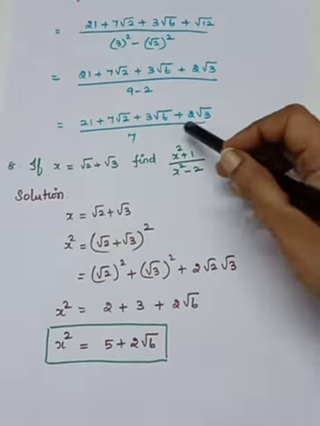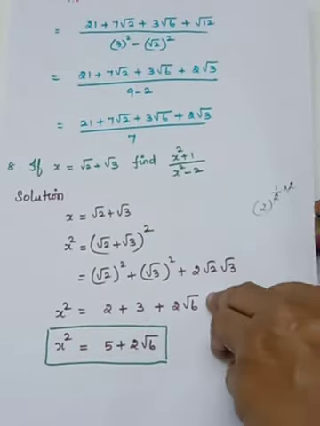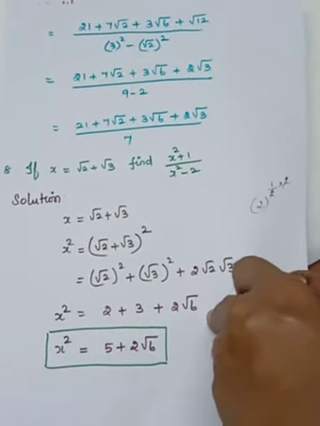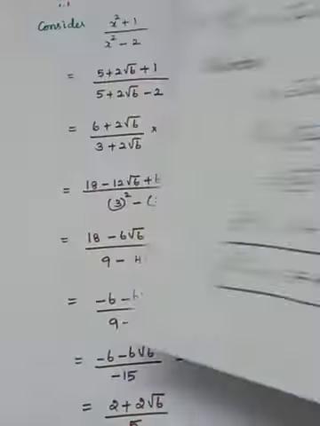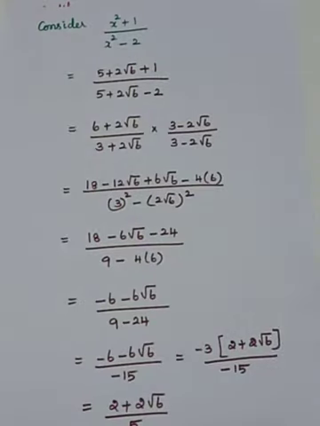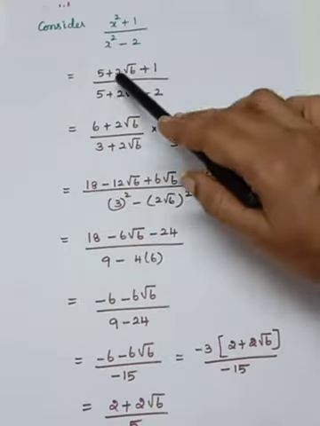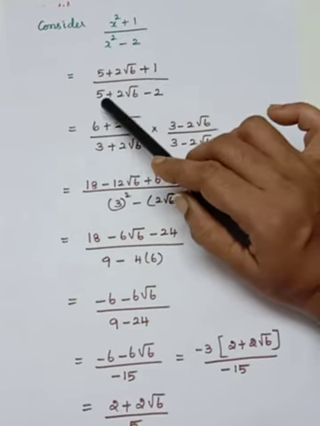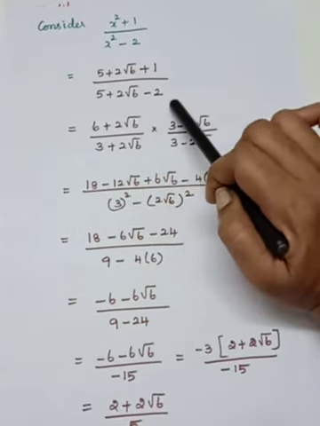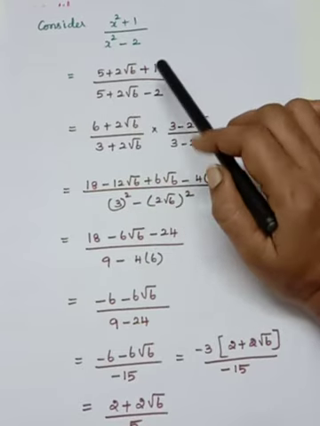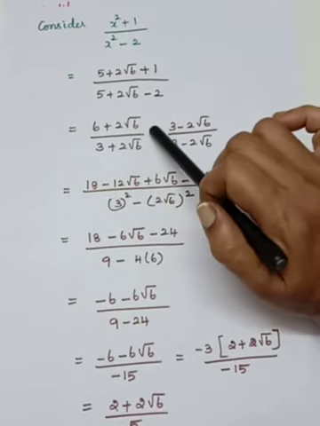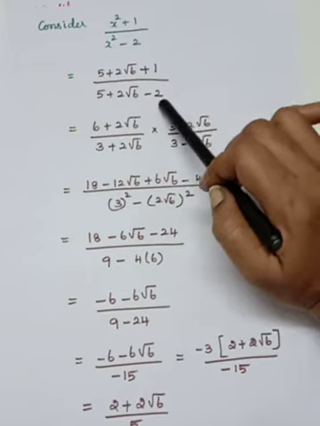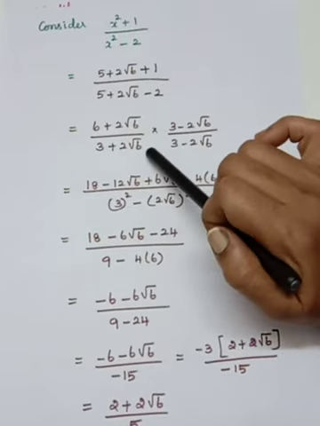So you have to consider the term. What is given? x squared plus 1 divided by x squared minus 2. In the place of x squared, you substitute 5 plus 2 root 6 plus 1 divided by 5 plus 2 root 6 minus 2. So what is 5 plus 1? That is 6. 6 plus 2 root 6 divided by 5 minus 2, which is 3 plus 2 root 6.